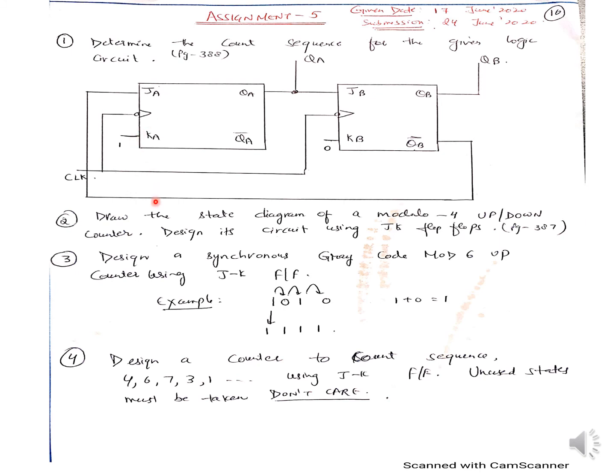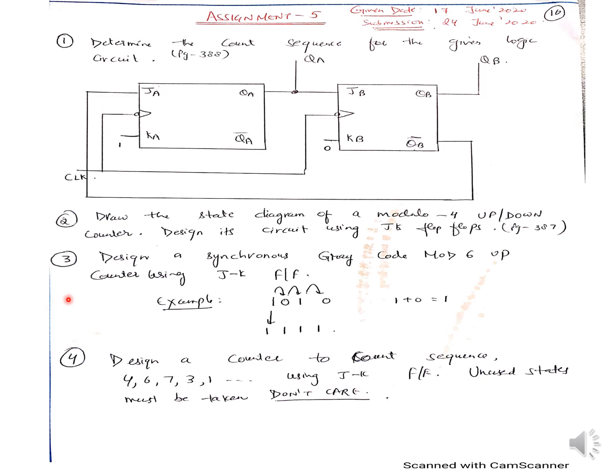I know that. Next is draw the state diagram of a modulo 4 up-down counter. Design its circuit using JK flip-flop. Now it is modulo 4. So it will count 4 states. Okay, you have to design using the JK flip-flop.